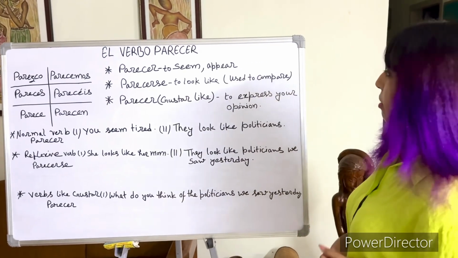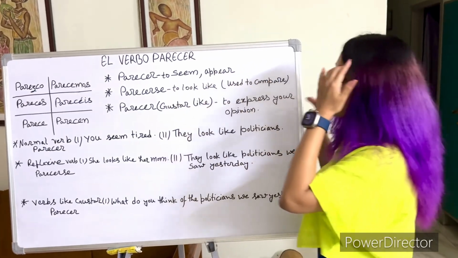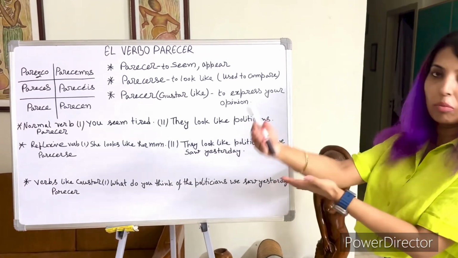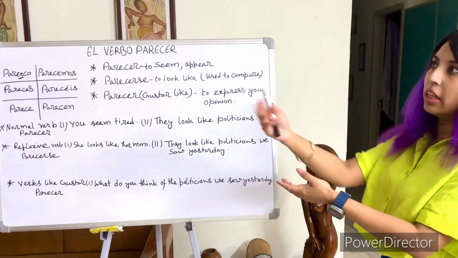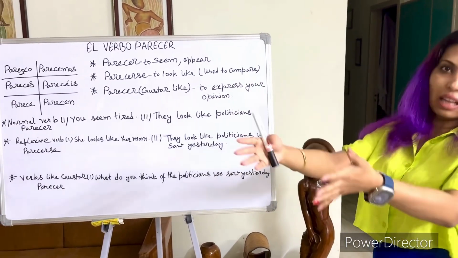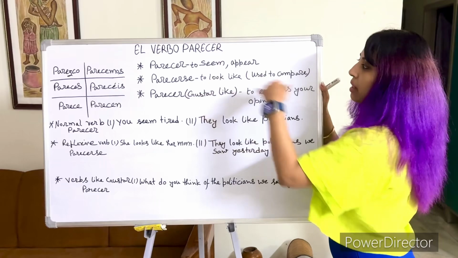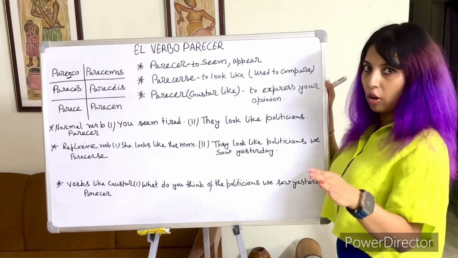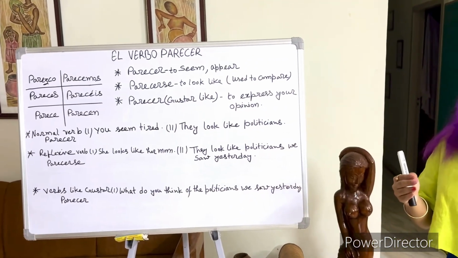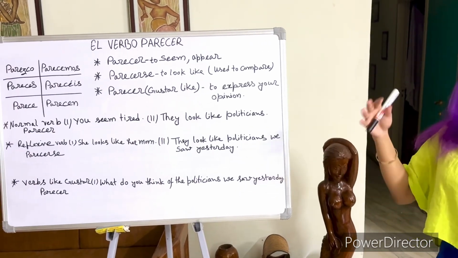First, parecer means to seem or appear. So when you want to describe something or someone, like she looks like an artist, a magician, or she seems tired, in these sentences parecer can be used as a simple verb, in the normal simple verb structure.